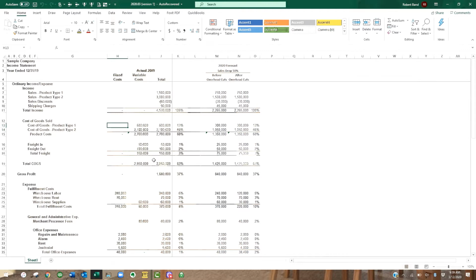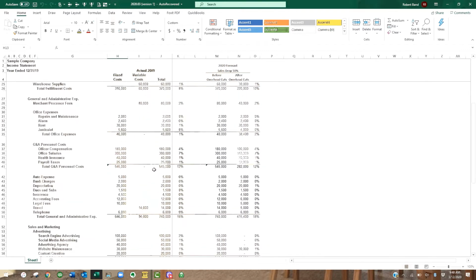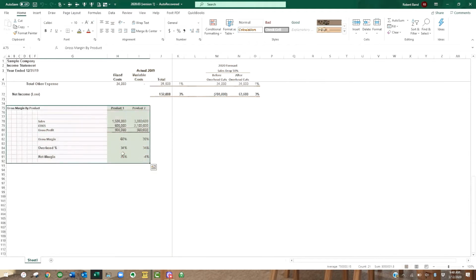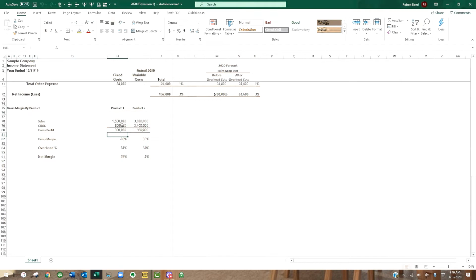Now, let me scroll down here, and down here is just a profile of their gross margin by product. In product 1, they made 60% gross margin. On product 2, they made 30%. So obviously, they're working hard, but they're not making as much on product 2 as they are on product 1.